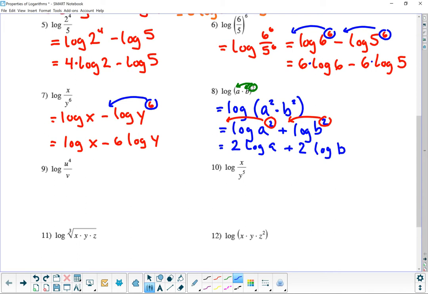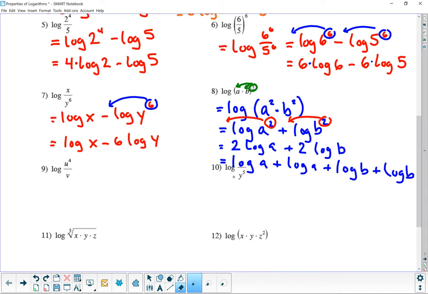Right, and if you want to further expand them, you can call each of these log a, because there's 2 of them. So you can really say log a plus log a. And then back here, there's 2 of the log b, so you can say plus log b plus another log b. So this way, it's really, really expanded out. Okay, you don't have to go that far. That is just if you want to truly, fully expand this out.